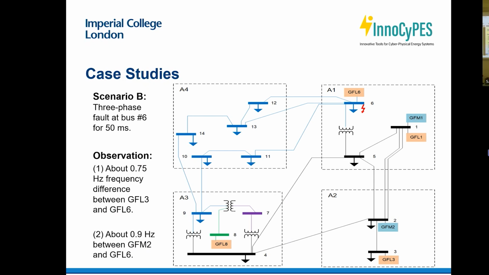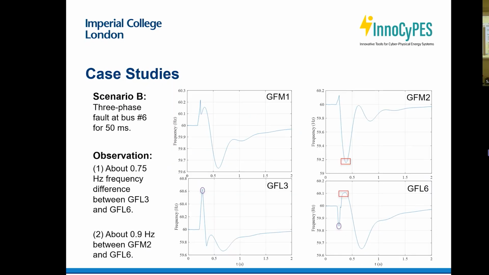Another scenario which has been studied is a three-phase fault at bus 6 for 50 milliseconds. We have observed that if a fault happens, the frequency of grid forming 1 and grid forming 2 increases. And this is what we expected because they are working based on the second order swing equation. When there is a fault, they cannot send power to the grid as much as there is the set point. Therefore, their frequency increases.